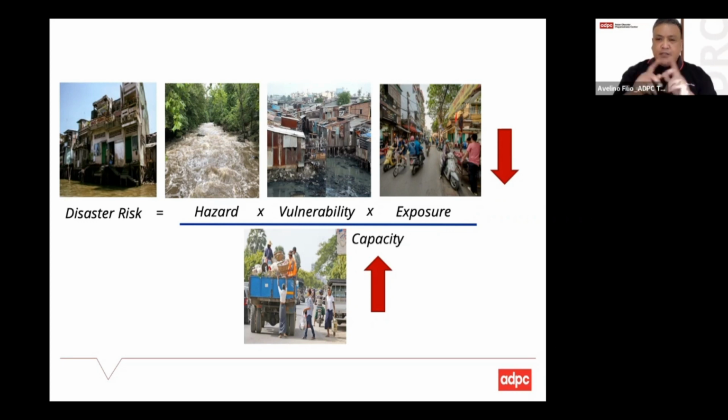You want to reduce disaster risk. How? By increasing the capacity. And disaster risk communication plays a very big part. You will realize that as you move along the sessions in the coming days, as you go through more materials.